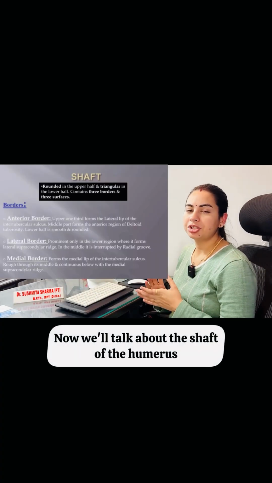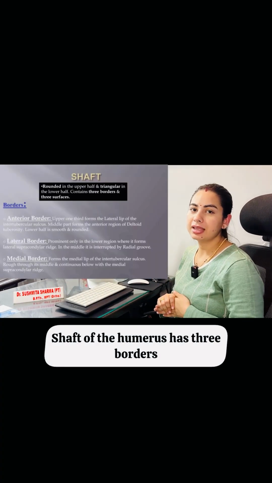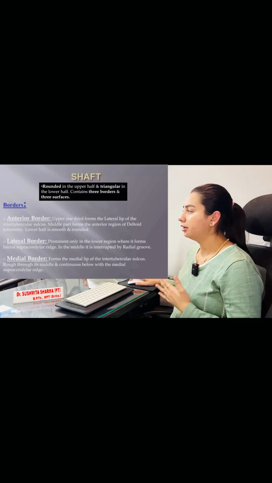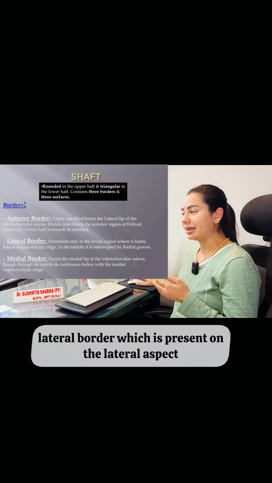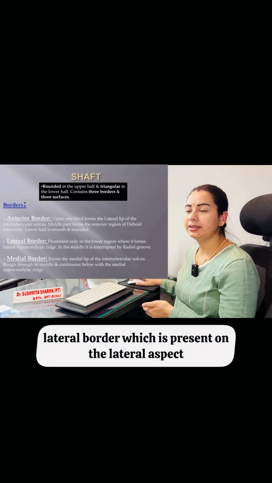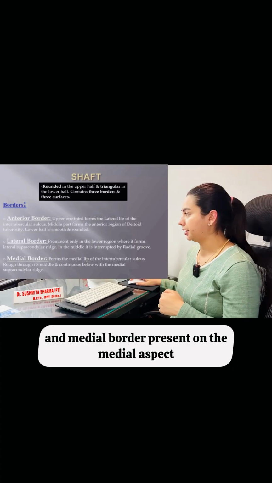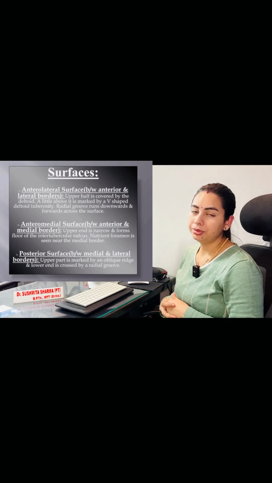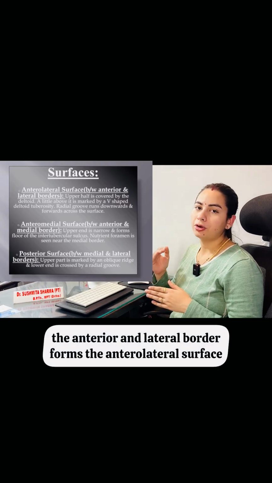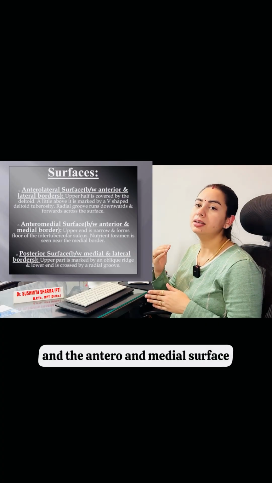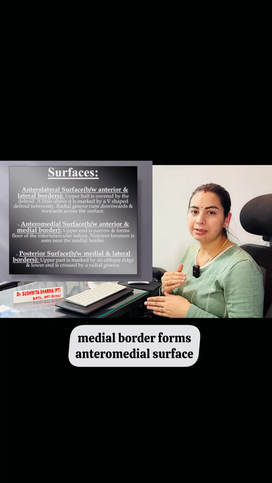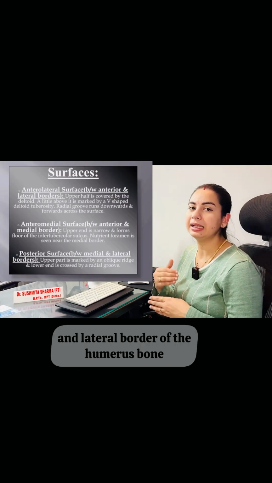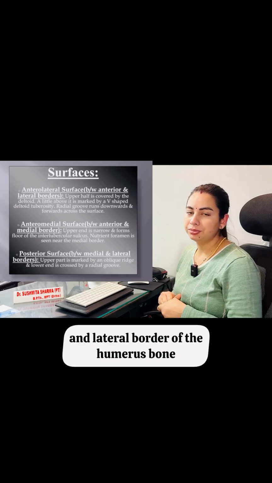Now we'll talk about the shaft of the humerus. The shaft has three borders and three surfaces. The borders are the anterior border on the anterior aspect, the lateral border on the lateral aspect, and the medial border on the medial aspect. Coming to the surfaces, the anterior and lateral borders form the anterolateral surface, the anterior and medial borders form the anteromedial surface, and the posterior surface is formed by the medial and lateral borders of the humerus.